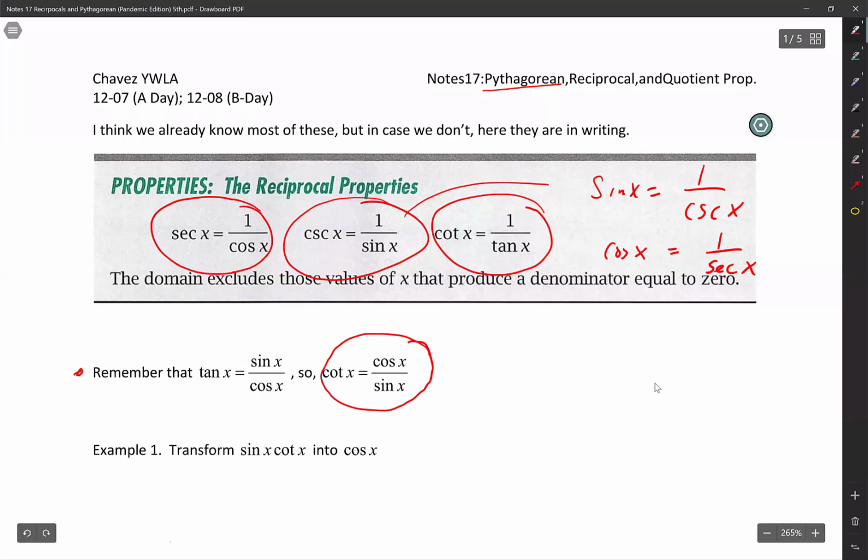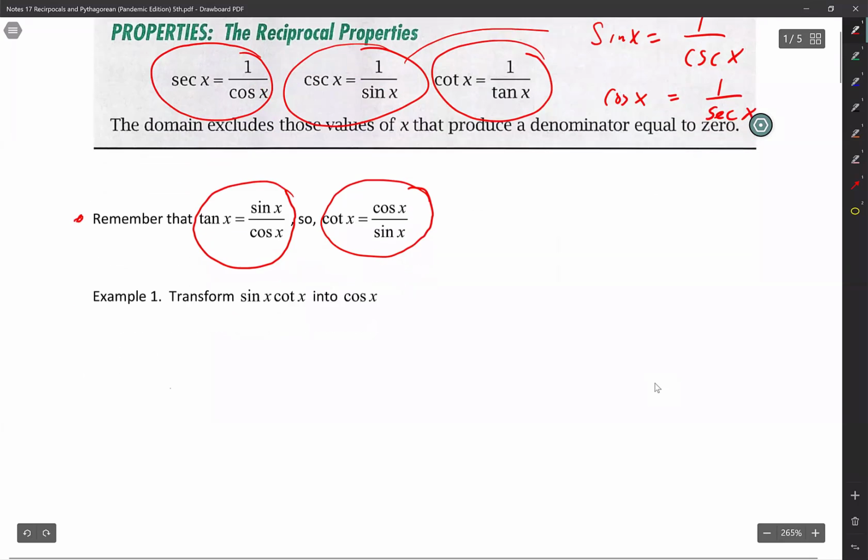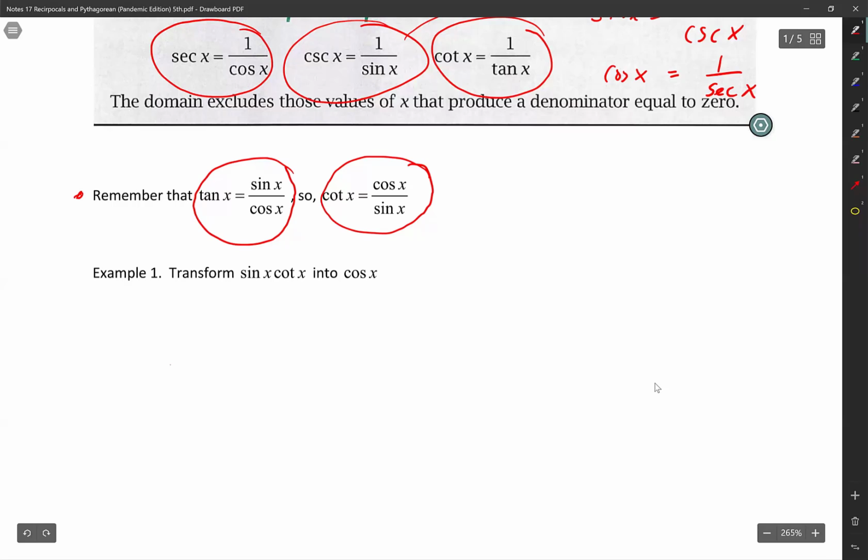I wrote it in a nice little bullet here. And tan is sine over cosine. So cotangent and tan are reciprocals of each other, and there they are. No big deal. Cool or not cool? Cool. All right. So don't worry, guys. It's not a huge big deal.